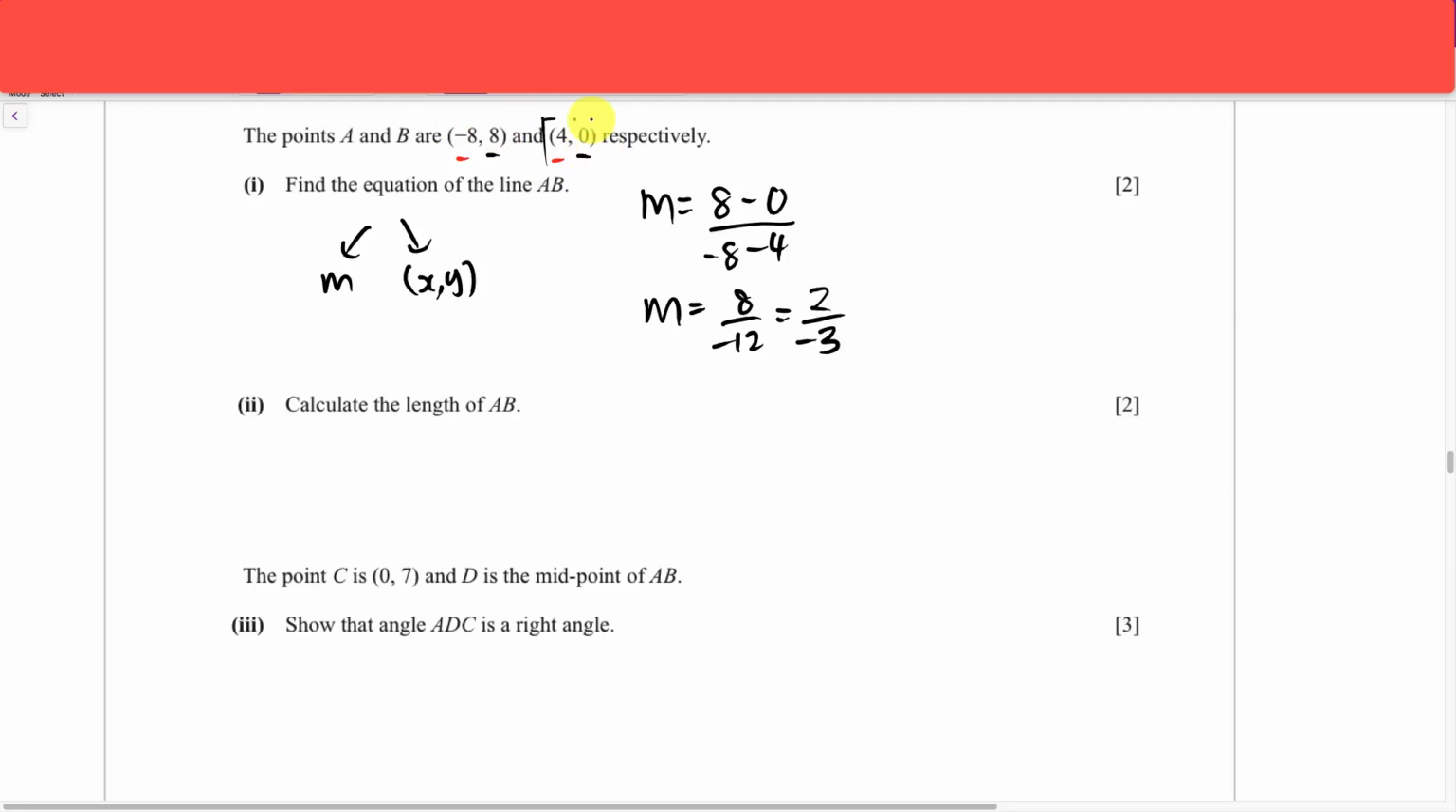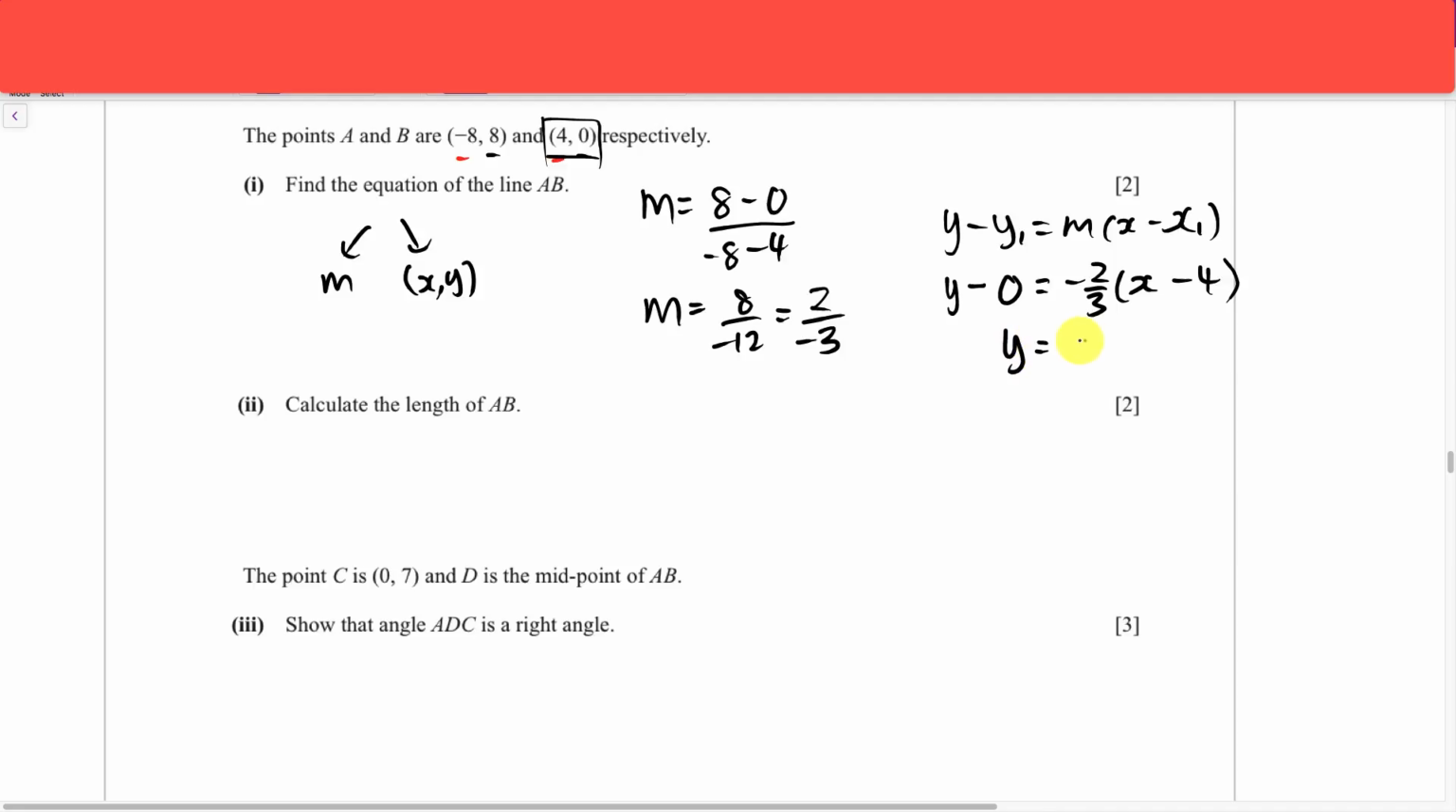Let's say I choose this one, because the numbers are smaller, it seems easier. Substitute into the formula, y minus y1 equals m times x minus x1. This is the formula to form the equation. So I have y minus, my y here will be 0, my m is negative 2 over 3, x minus, my x here will be 4. Then I will solve this equation.